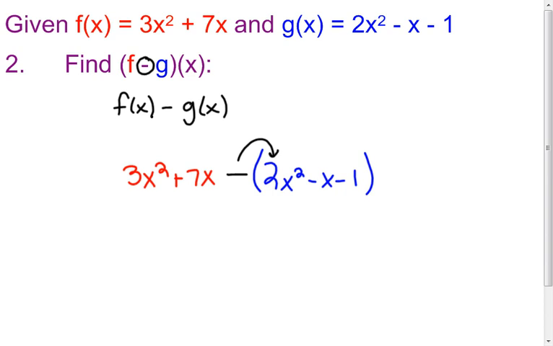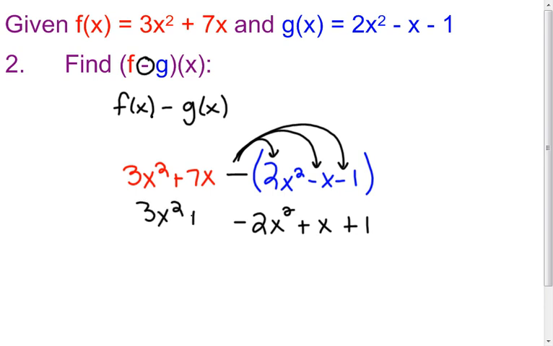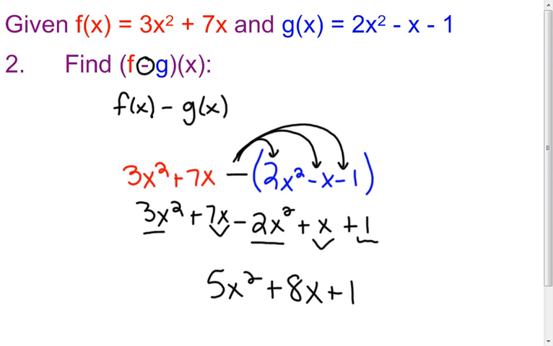So when I distribute it here, I will have negative 2x squared. When I distribute it here, I will have positive x. And when I distribute it here, I will have plus 1. Make sure that you're subtracting the whole entire quantity, not just the first term of g of x. And then, of course, you'll have your 3x squared plus 7x. Now all you need to do is simply combine your like terms. So I have 5x squared, and I have 7x plus 1x to make 8x. And then this constant right here, which is plus 1. And that will do it.